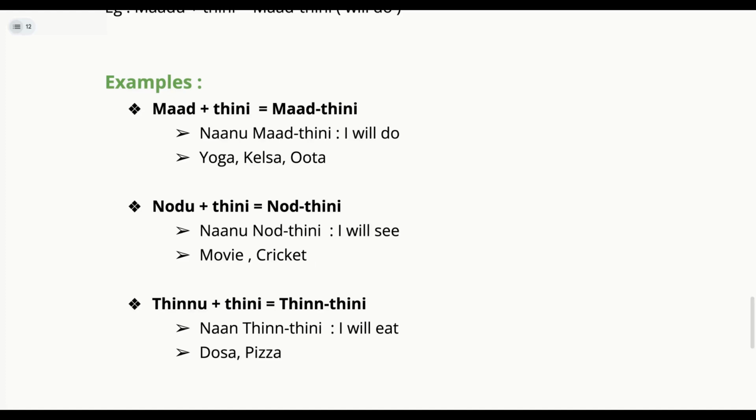Next one, nodu is see. Nodu plus tini, nodutini. Nanu nodutini, I will see. Nanu movie nodutini, I will see the movie. Nanu cricket nodutini is I will see the cricket. Next one, tinnu is eat. Tinnu plus tini, tintini. Nanu tintini is I will eat. Nanu dosa tintini is I will eat dosa. Nanu pizza tintini is I will eat pizza.